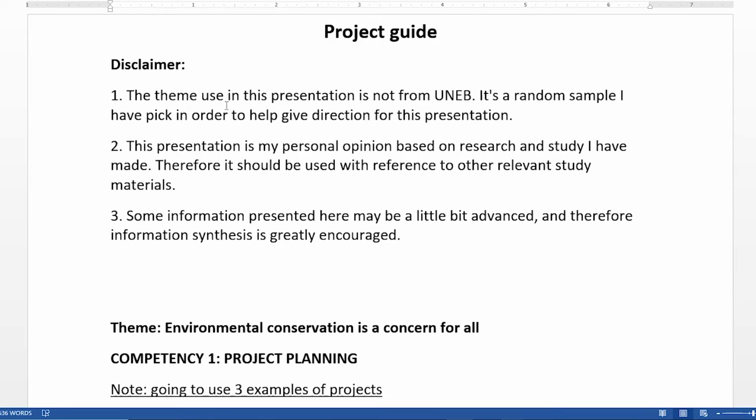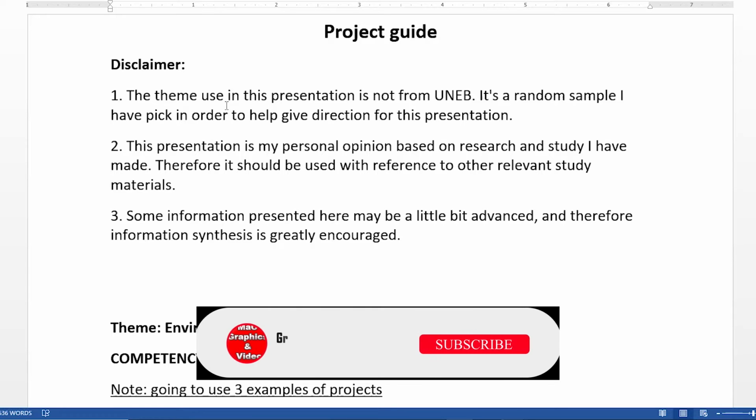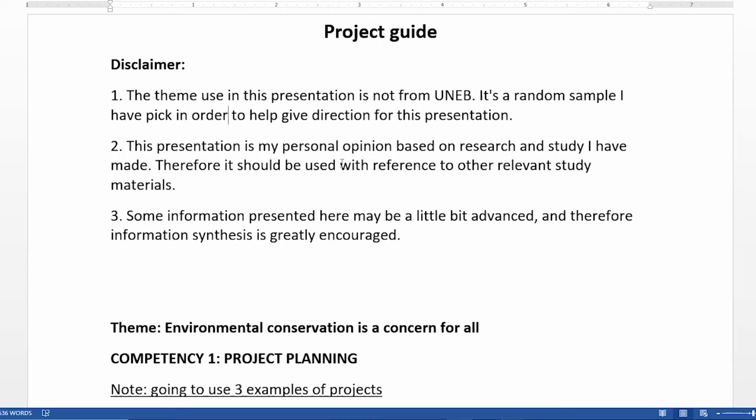One is that the theme used in this presentation is not from UNEB. It is a random sample which I've used to help to give a direction for this presentation. Also, the presentation is my personal opinion based on research and study I've done. Therefore, it should be used with reference to other relevant study materials.